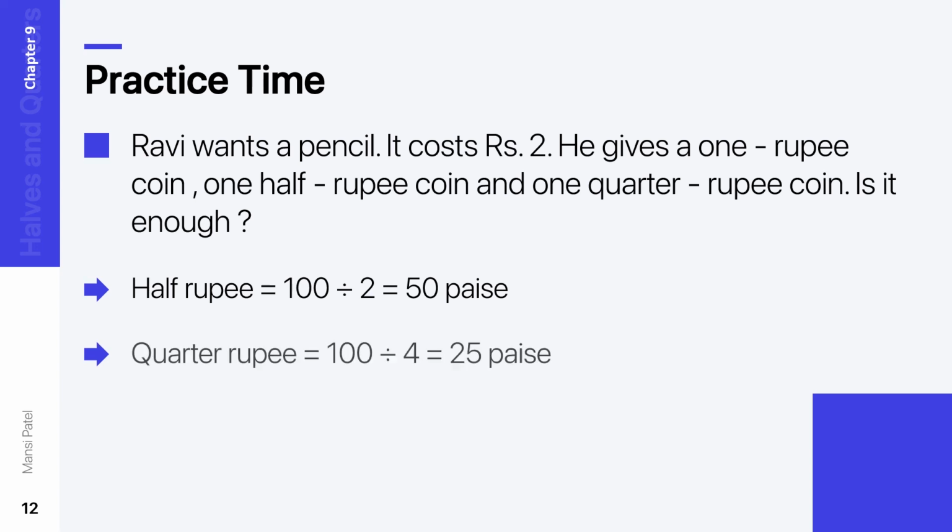Then after that, the quarter rupee. Quarter means 1/4 of the rupee. So just do the division of 100 divided by 4. 100 divided by 4 is equal to 25 paisa.